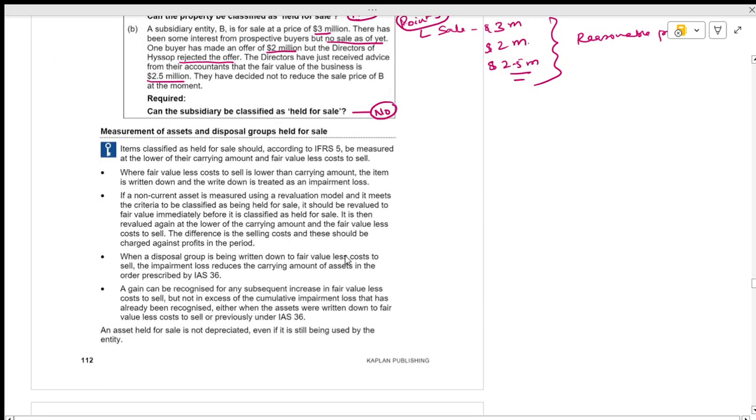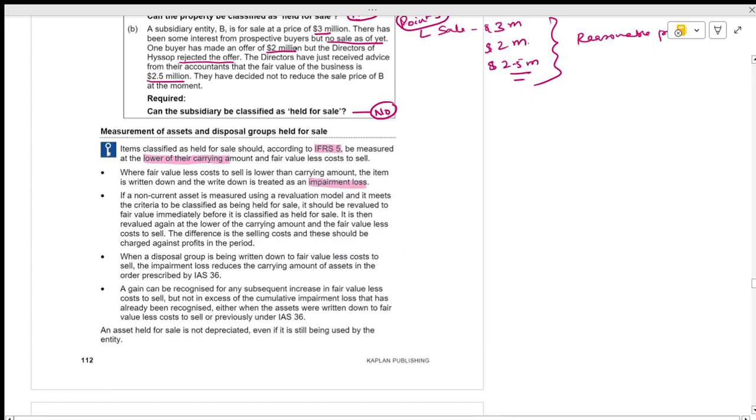Next item: measurement of non-current assets and disposal groups held for sale. Items classified as held for sale should, according to IFRS 5, be measured at the lower of the carrying amount and fair value less cost to sell. When fair value less cost to sell is lower than the carrying amount, it has to be written down as an impairment loss. We have done this.